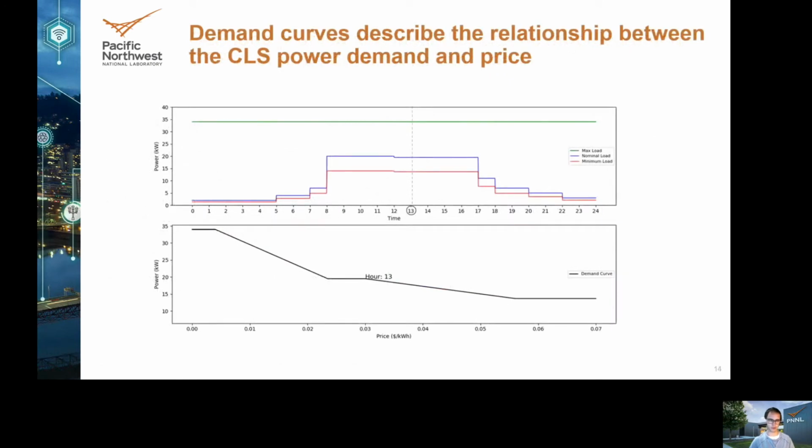And so once we have our load profiles defined, we need to have a way to describe the relationship between the price of electricity and the power output of the lighting system. So in the top, we can see our building lighting load profile that we described previously, and the bottom plot shows what we are calling a demand curve, which relates the price of electricity on the x-axis to the power output of the lighting system on the y-axis.